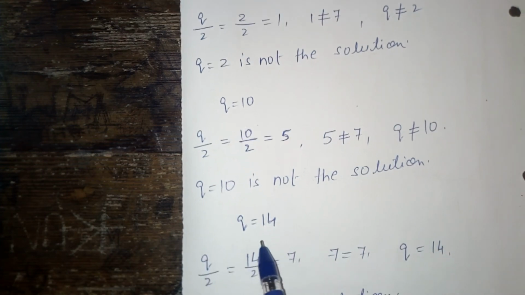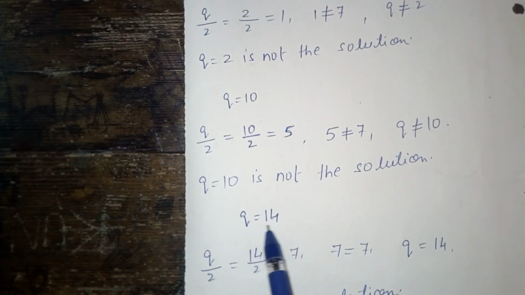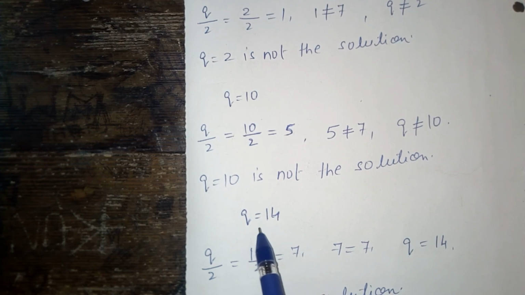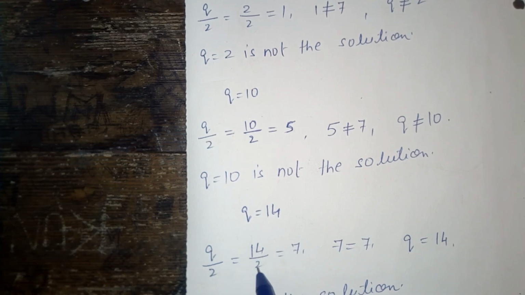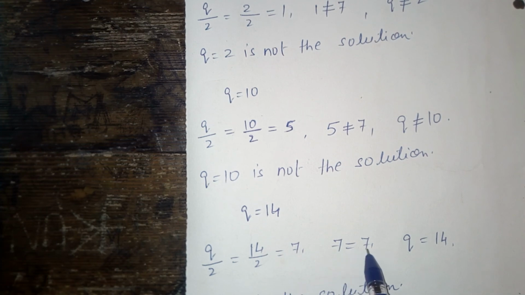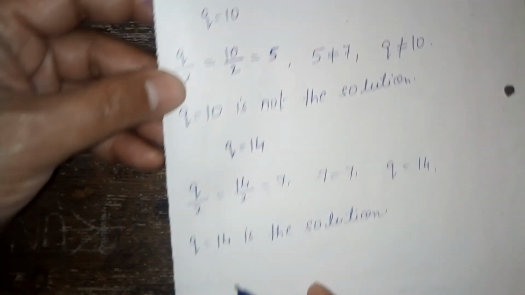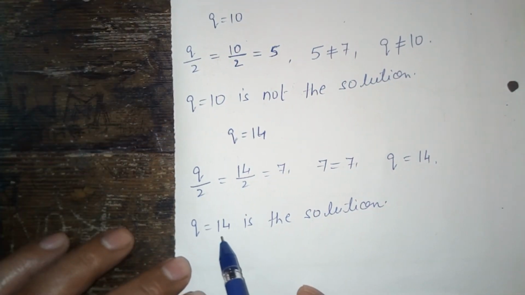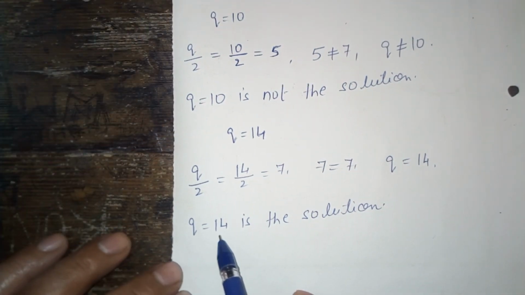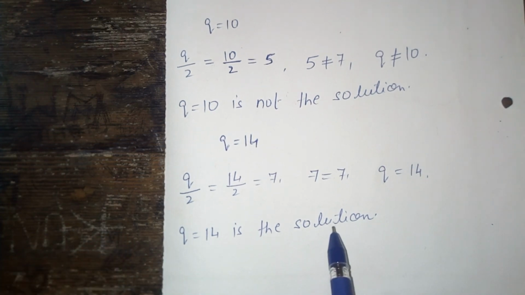Again, for q is equal to 14, we will find the value of q upon 2. Q upon 2 means, in place of q, we will write 14. 14 upon 2 will give you 7, and 7 is equal to 7. Therefore, q is equal to 14 is the solution of the given equation.